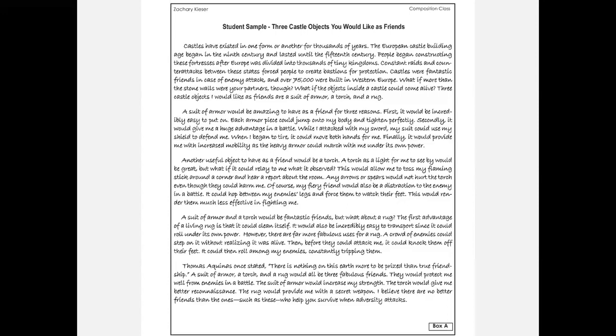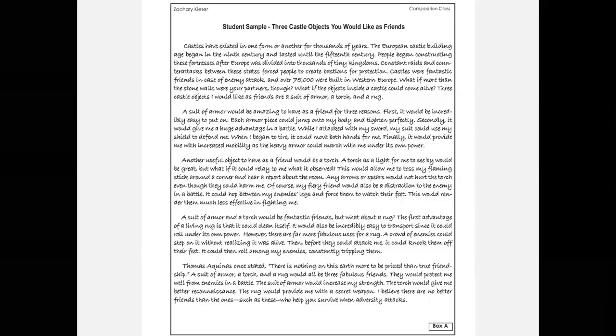So the first thing we'll do is highlight, at the end of the first paragraph, the end of the opening paragraph, what if the objects inside a castle could come alive. 3 castle objects I would like as friends are a suit of armor, a torch, and a rug. We highlight that, we draw an arrow to the margin, and we write thesis. Okay, and they learn how to write their thesis statement. I'll show you that in just a minute.